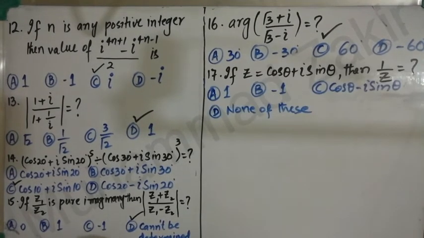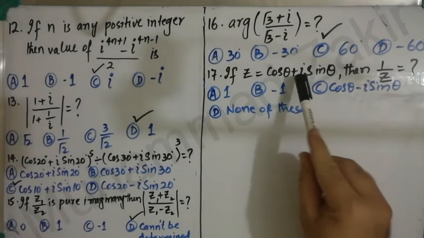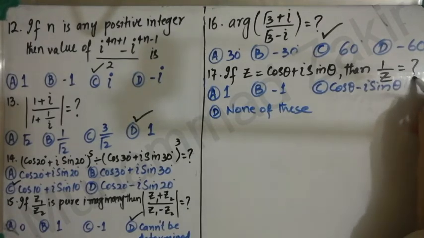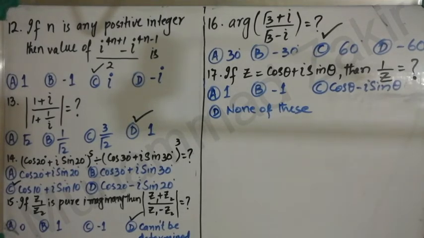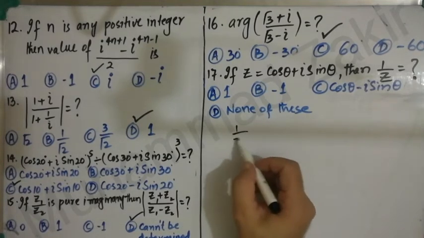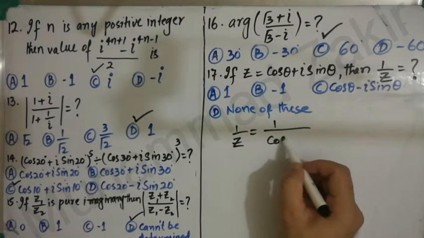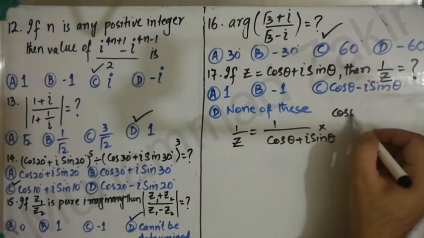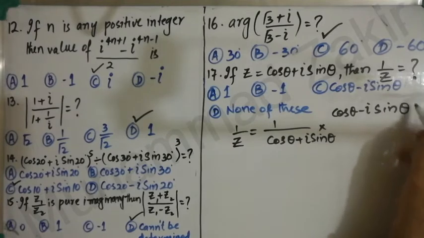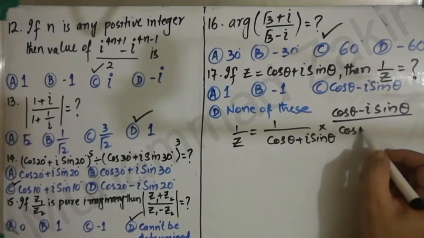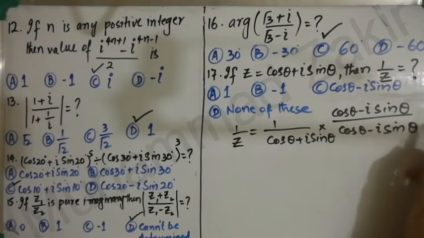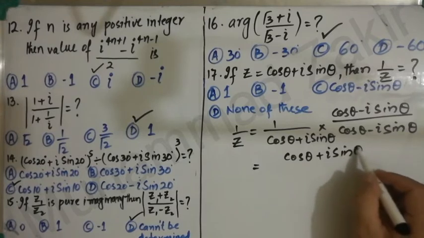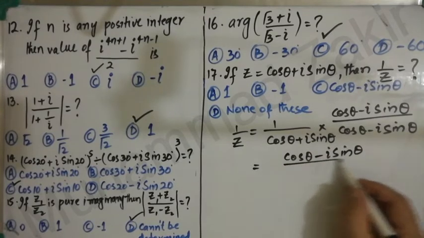Next question is, if z is equal to cos θ + i sin θ, then 1/z has what value out of these? So we have to find 1/z. 1/z is 1/(cos θ + i sin θ), and definitely we will have to multiply and divide by its conjugate. So cos θ + i sin θ is in the denominator, and cos θ − i sin θ is the numerator.